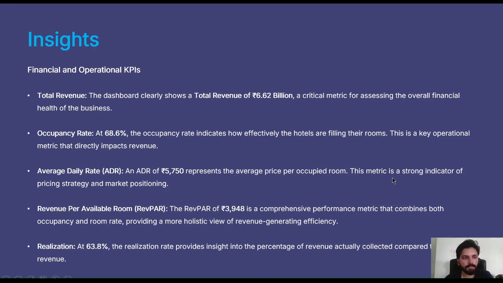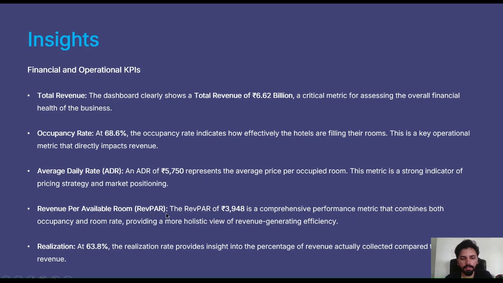So now we have got some insights following our analysis of the dashboard. First, for the financial and operational KPIs, total revenue stands at 6.52 billion, which is an assessment of the overall financial health of the business. Second, the occupancy rate is at around 68.6%, which shows how effectively the rooms are filling. And third, average daily rate, which stands at 5,750 rupees, which represents the average price per occupied room.